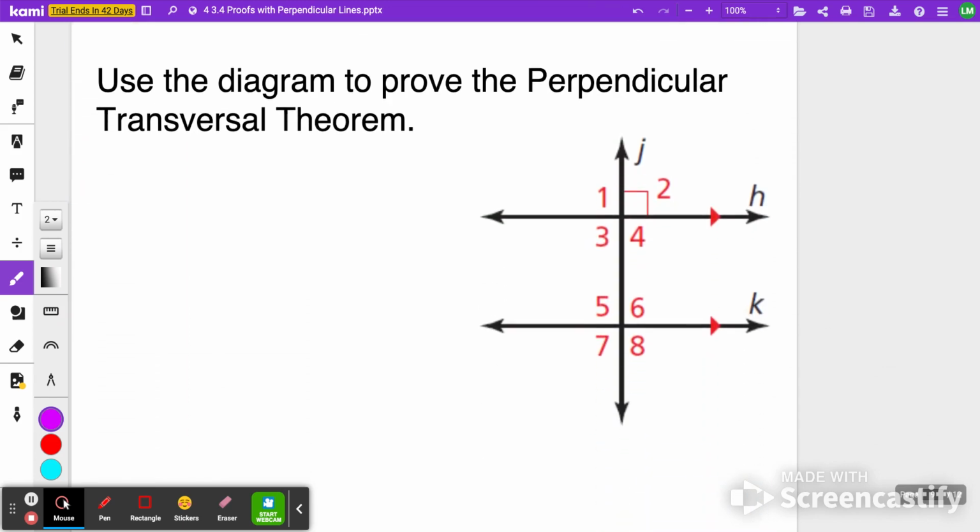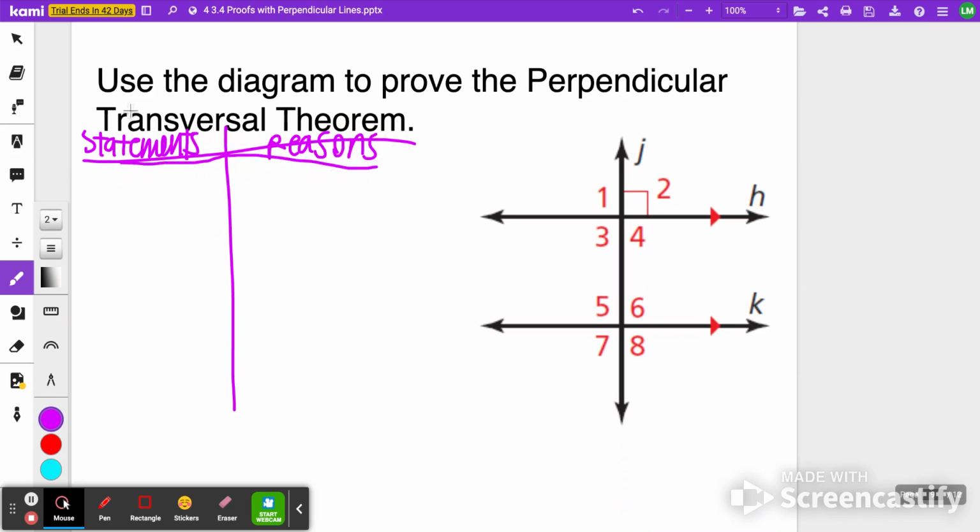So use the diagram to prove the perpendicular transversal theorem. And that perpendicular transversal theorem, remember, is if you have two lines that are parallel and one of them is perpendicular, then they should all be perpendicular. Okay, so maybe the first thing we want to start with is drawing our statements and reasons. And we'll go through this one together. So it's not necessarily, again, having to remember all the daunting tasks of all the proofs, but how can they all be connected? So if H is parallel to K and J is perpendicular to H, that was our given.